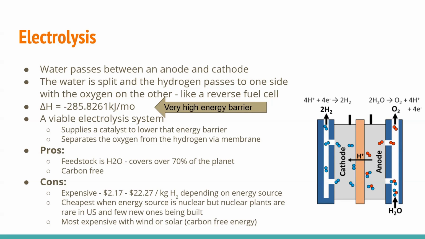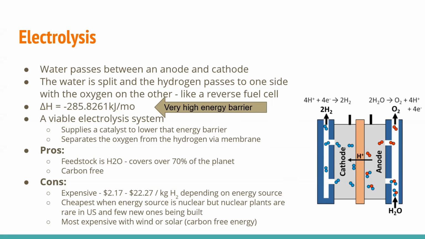However, the energy cost it takes to split water is actually very high. So electrolysis systems tend to have two main components. One is some sort of catalyst that lowers the amount of energy you need to break the water into oxygen and hydrogen. And secondly, some ability to separate the oxygen and hydrogen so they don't recombine, and so you get them in pure forms.